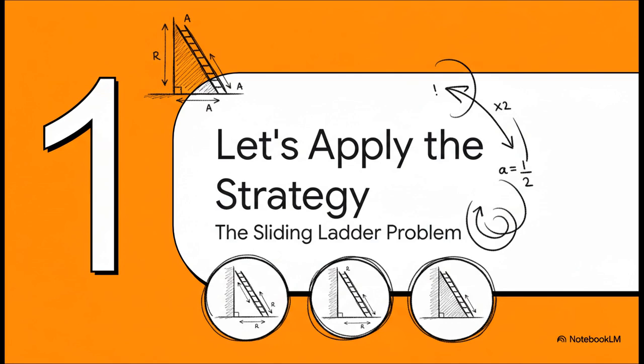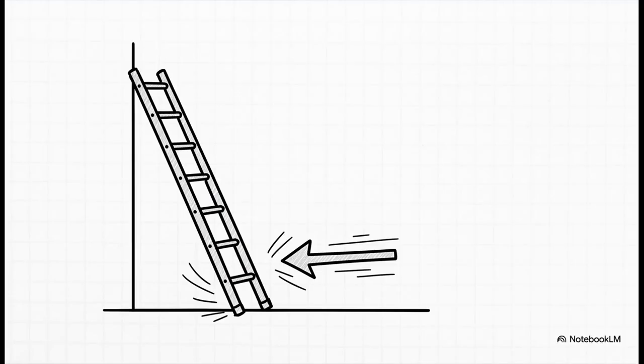Okay, enough theory. Let's get our hands dirty and actually see this strategy in action. We're going to use another classic famous example that really makes these 7 steps click: the sliding ladder problem. So get this picture in your head. There's a 10-foot ladder leaning against a big vertical wall.